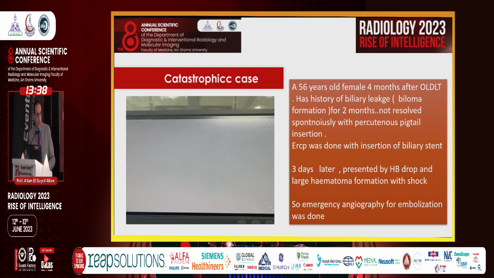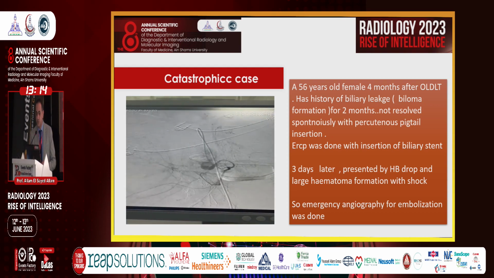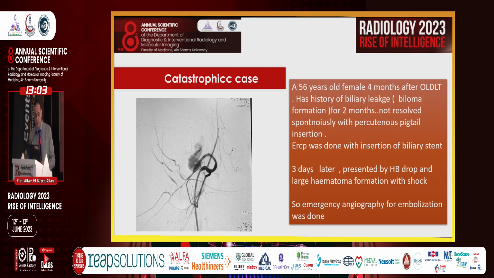So we did a Doppler ultrasound that showed there is no hepatic artery flow inside the liver. And the decision was either we go to surgery or we do an emergency diagnostic angiography with possible embolization. So the decision was made for a diagnostic angiography with embolization. When we did the hepatic arterial angiography, we saw this event: an extravasation of blood from the hepatic artery. So the decision was that we have to stop this bleeding.